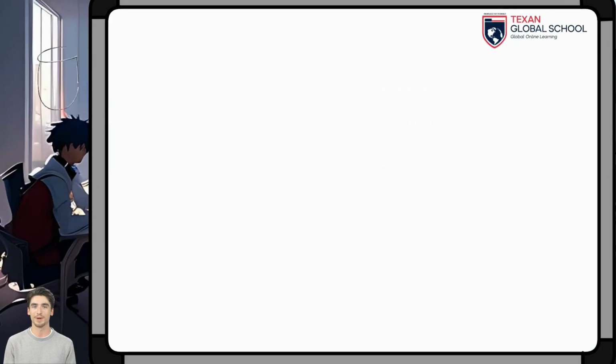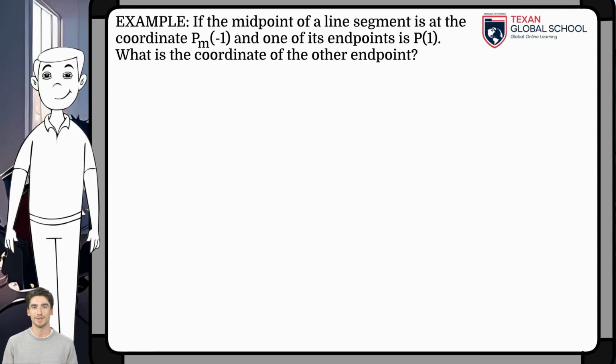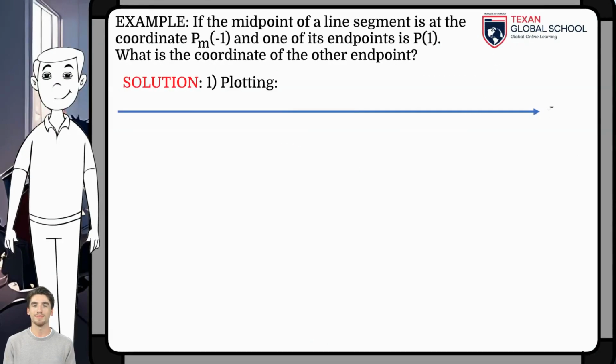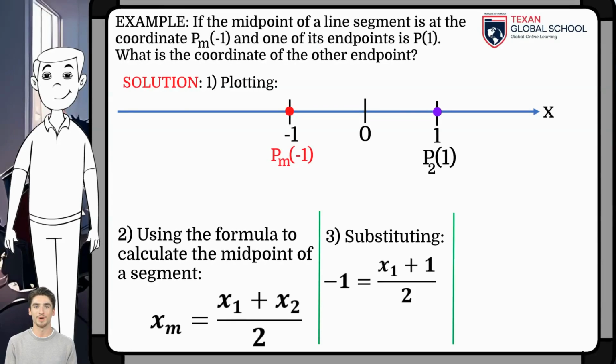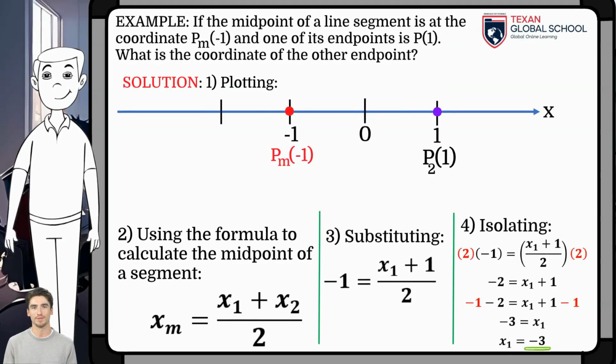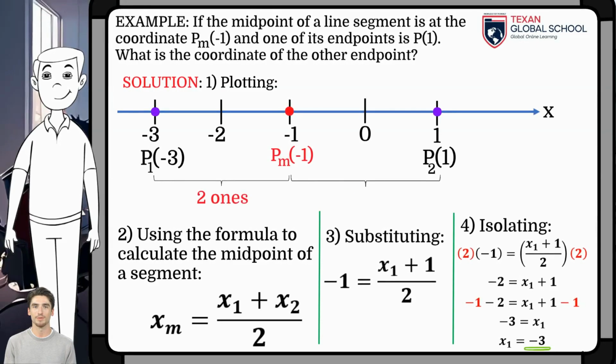In this last example, if the midpoint of a line segment is at the coordinate P_m equals -1, and one of its endpoints is P of coordinate 1, what is the coordinate of the other endpoint? First, use the formula to calculate the midpoint of a segment. Then, substitute the midpoint and the endpoint into the formula, and isolate the other endpoint, in this case x1, obtaining -3. We can see that the result is correct, because the distance from the midpoint to each endpoint is the same.